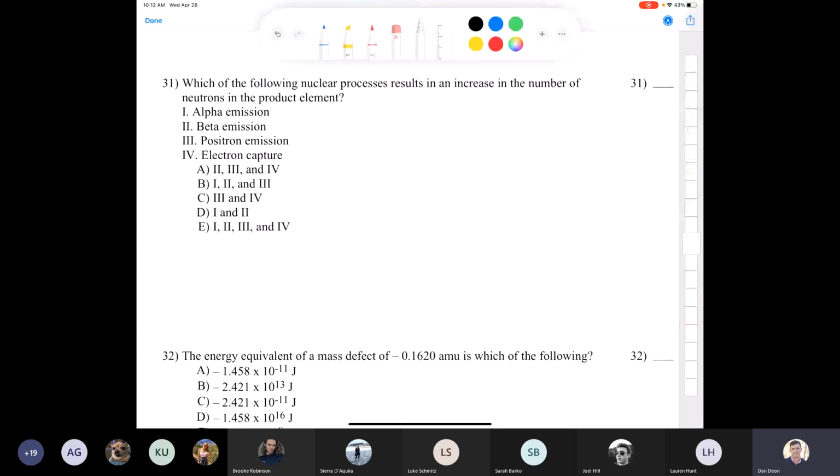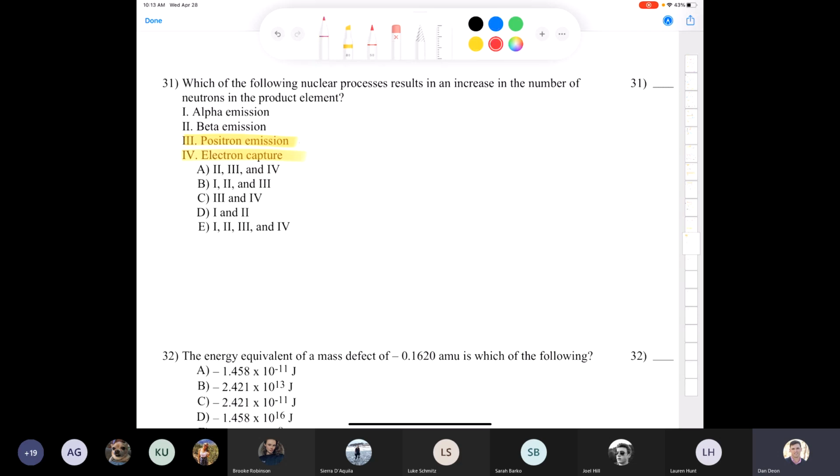All right, question 31. It says, which of the following nuclear processes results in an increase in the number of neutrons in the product element? Well, we already went over this in class, and we know that the answers are positron emission and electron capture. Those are the two possibilities where we're going to increase the number of neutrons in the product element. Let me show you why.